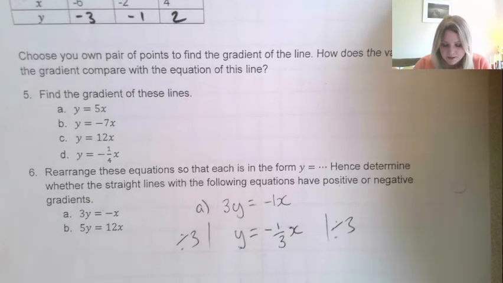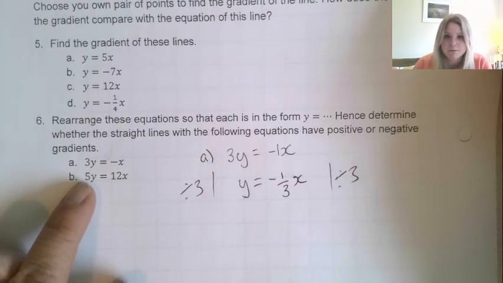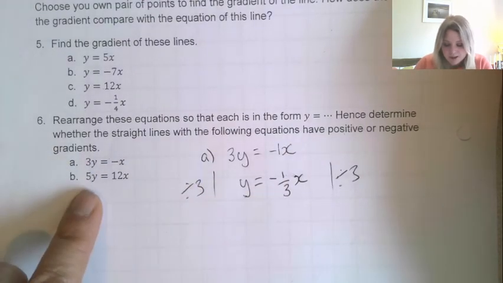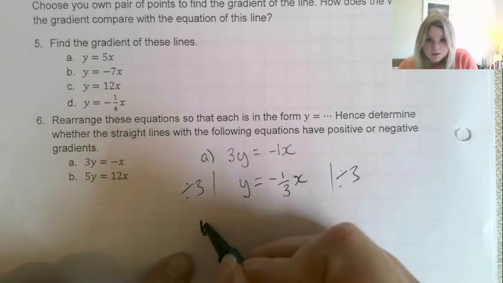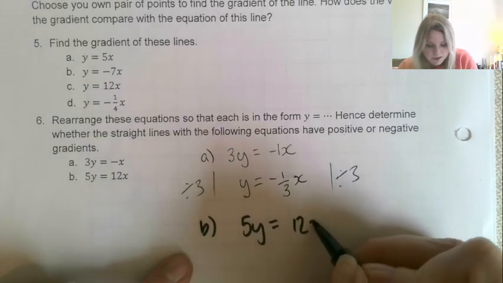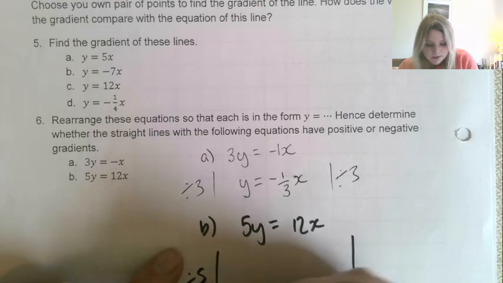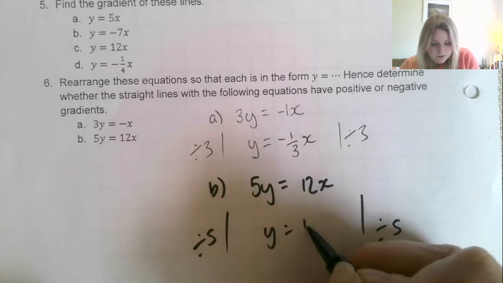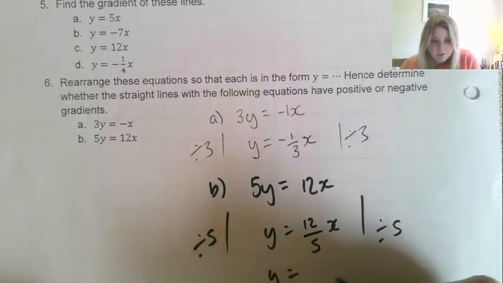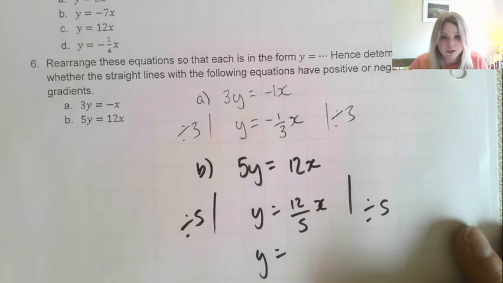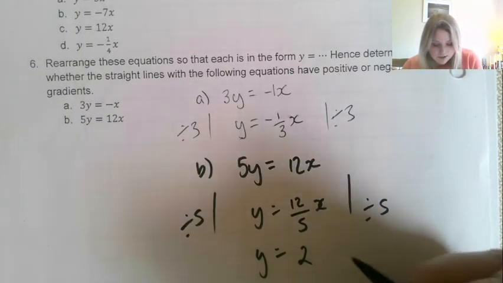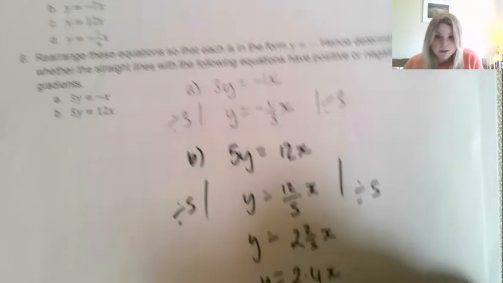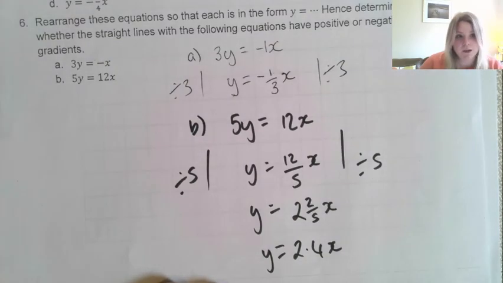For question 6, we had to rearrange these and make them be in the form y equals something. So this one I had done for you. This one here I have not done. So b, 5y equals 12x. We have to divide both sides by 5 to get y on its own. So 12 over 5 x. If I'm going non-calculator, then I would go fractions. So 5 into 12 goes twice, remainder 2. So 2 2/5 x, which is 2.4. So either of those would be right for that one.